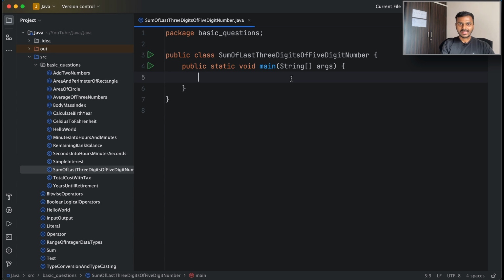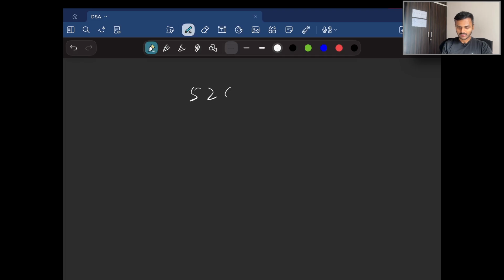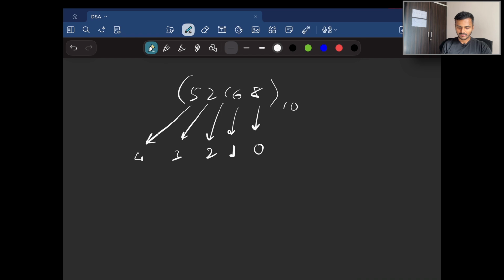Now let's first of all think how we can do that, and of course only then we will be able to write the program. So let's take some number and figure out how we can find the last 3 digits. And we will start by figuring out how we can find the last digit. So let's take a look at this number. This is 52168, right? And this is in decimal format, which means 8 is at position 0, 6 is at position 1, 1 is at position 2, 2 is at position 3, and 5 is at position 4.